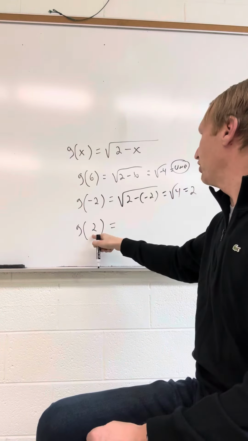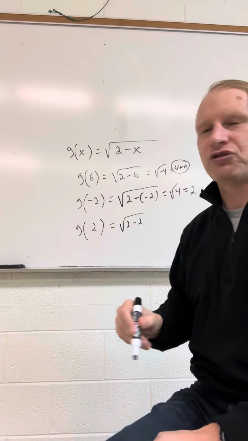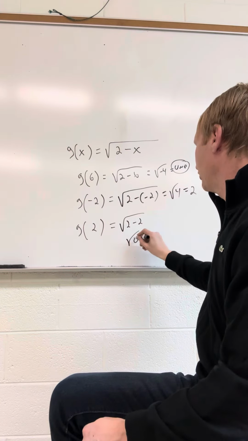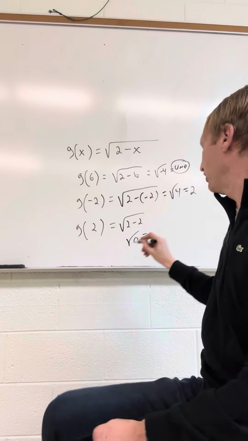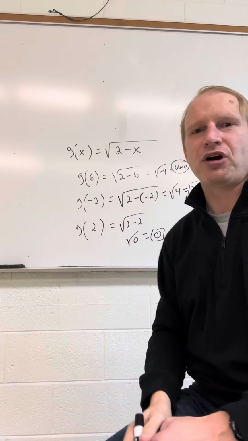Then we have g of 2, so we're going to put 2 in there. So we have the square root of 2 minus 2, which is 0. So that's just the square root of 0. And the square root of 0 is, of course, just 0. So that answer is 0. So that's how we do problems like that.